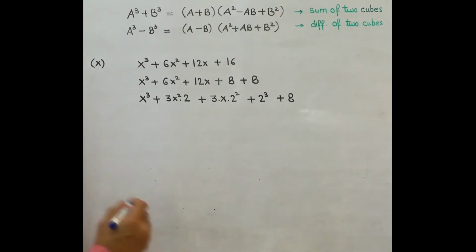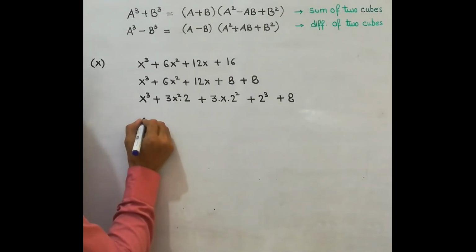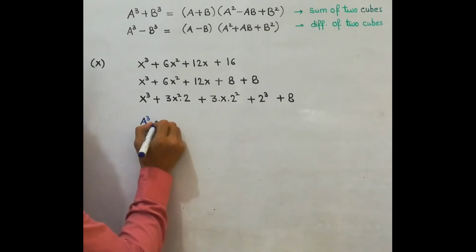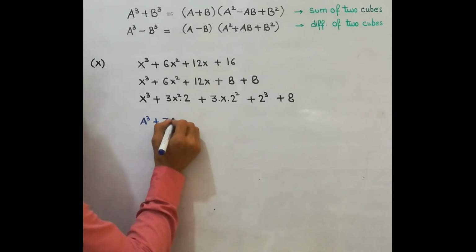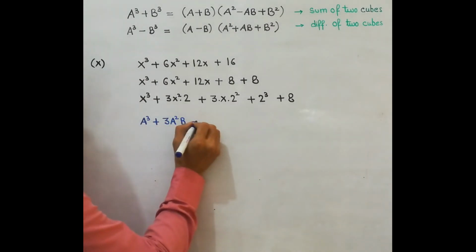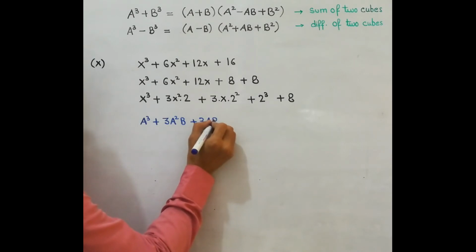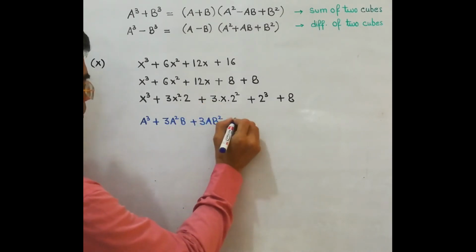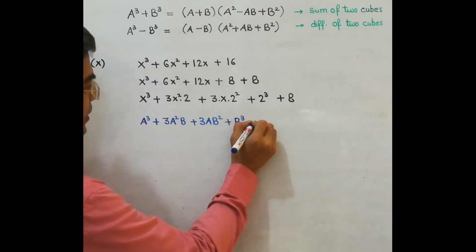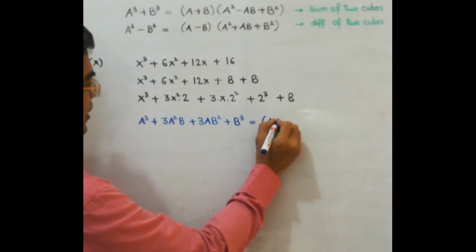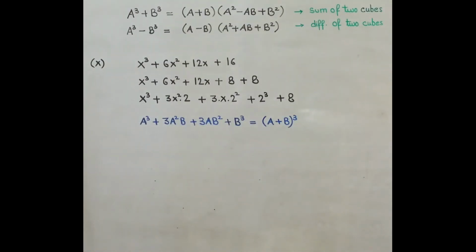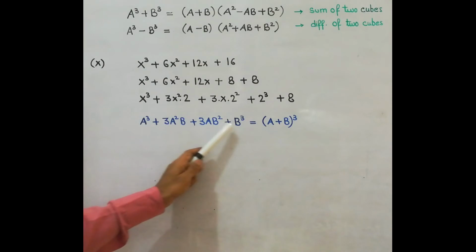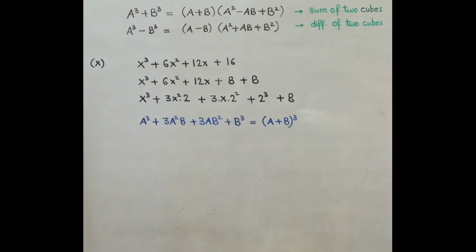Now, do you remember this formula? a cube plus 3a square b plus 3ab square plus b cube is equal to a plus b whole cube. This is the formula for whole cube, a plus b whole cube. In the first chapter we did this formula.